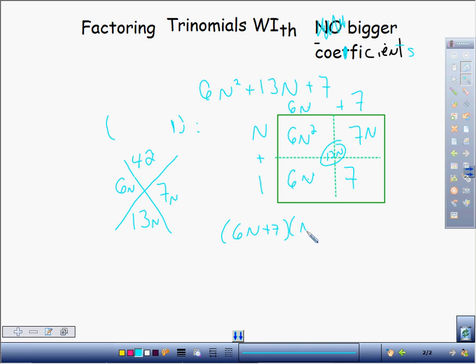times n plus 1. And if you multiply this together, you FOILed it, you'd get 6n squared, right? 6n times 1 would give you 6n. 7 times n gives you 7n, and 1 times 7 gives you 7. I add those two together, and I get that. That's called the cross and box method.